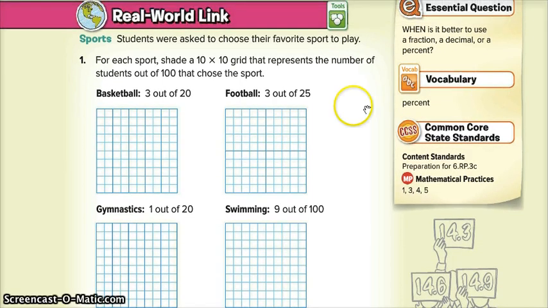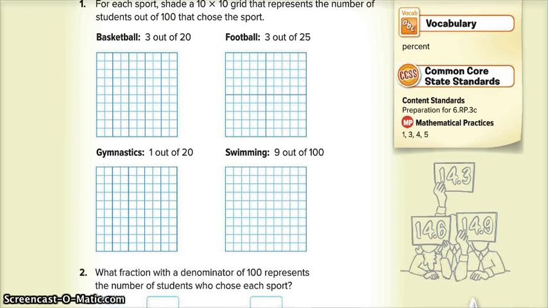If you take a look at the real world link, it says that students were asked to choose their favorite sport to play. For each sport, shade a 10 by 10 grid that represents the number of students out of 100 that chose the sport. You have basketball, football, gymnastics, and swimming. You have a 100 square grid, and basketball is currently only 3 out of 20. So you're going to need to think about how you would represent this fraction on a 100 square grid.